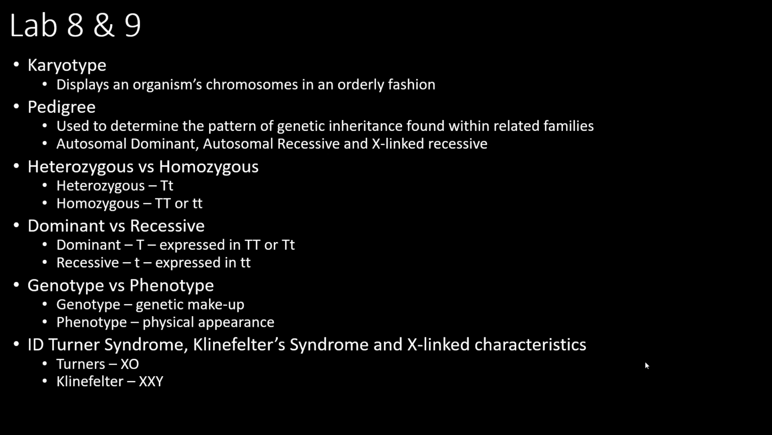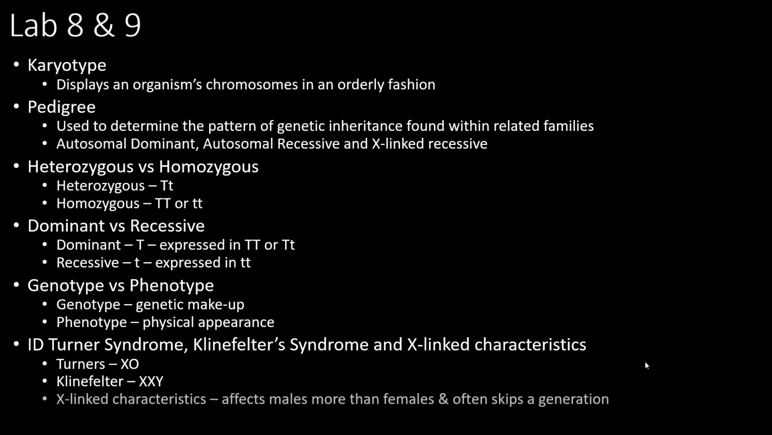Another disorder that we talked about are X-linked characteristics. These X-linked characteristics are found on the X chromosome, and they tend to affect males more often than females because males are XY, whereas females have an extra X copy to help counteract this. So they affect males more often, and they often do skip a generation when we look at the pedigrees.